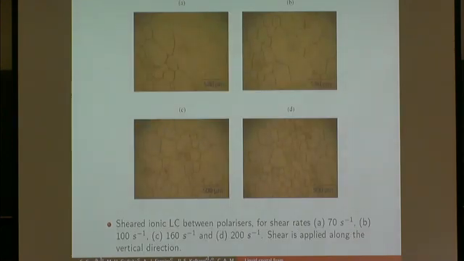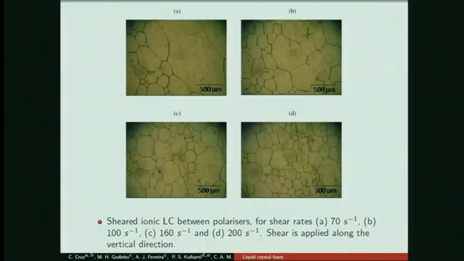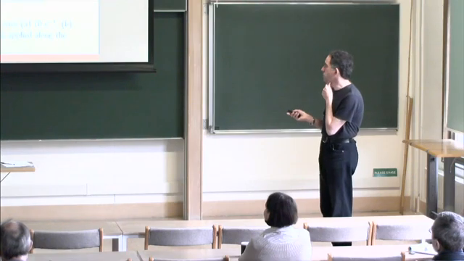Right, so a few more pictures. These are snapshots of sheared ionic liquid crystal foam between polarizers for different shear rates. That's 70 hertz, that's 70, this is 100, that's 160, that's 200. So the most remarkable result, I think, is that you see the film breaking up into smaller and smaller bubbles as you increase the shear rate, and we'll quantify that in a moment.